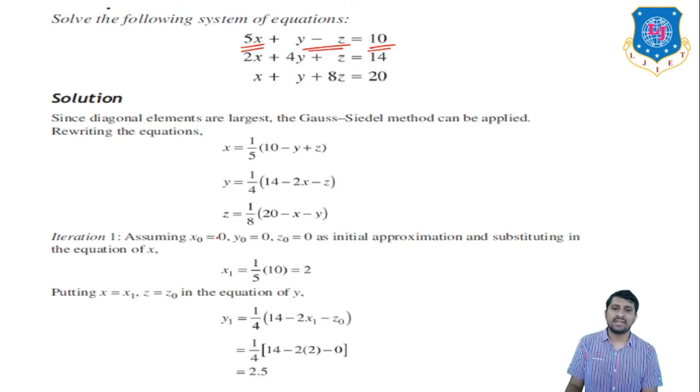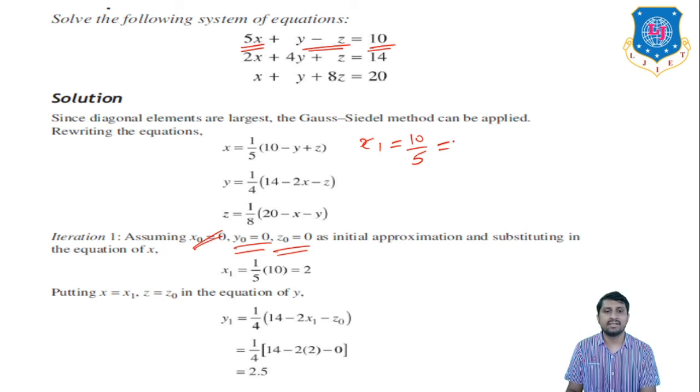First, assuming x0, y0, z0, we have to take x0, y0 and z0 as 0. So for the first approximation x1, you will get 10 by 5, so that is 2. Now this value of 2 you can use for the first approximation of y1. So y1 is (14 minus 2x1 minus z0) divided by 4. So 14 minus 2 into 2 minus 0, so you will get 2.5.